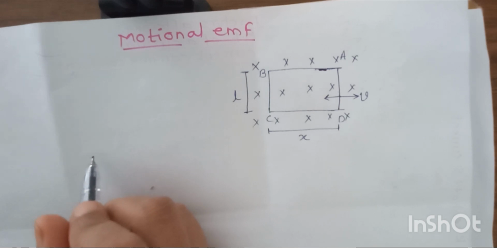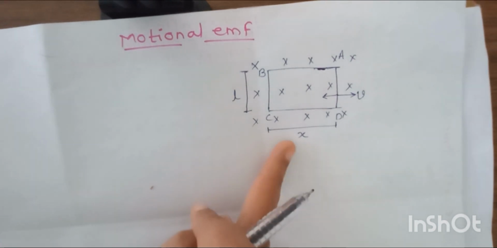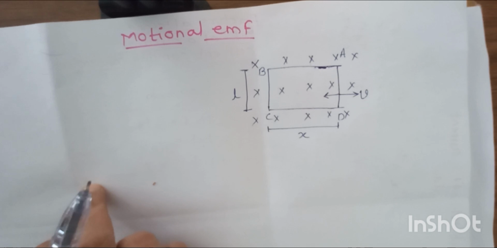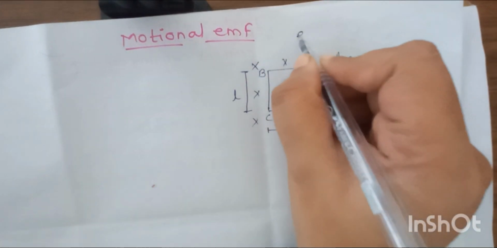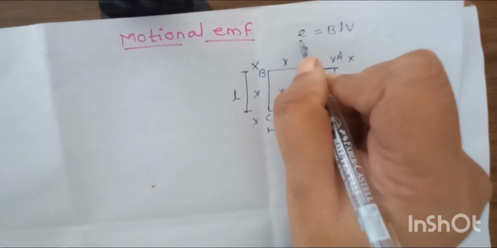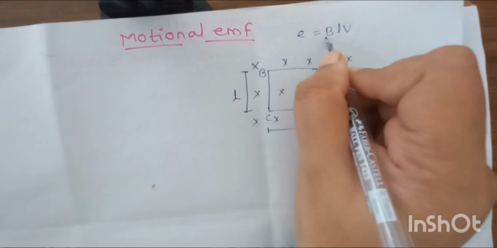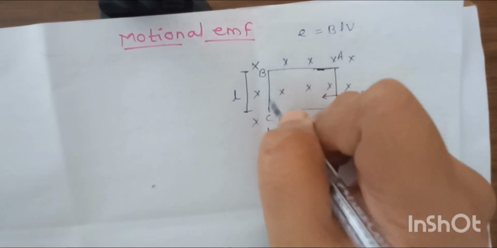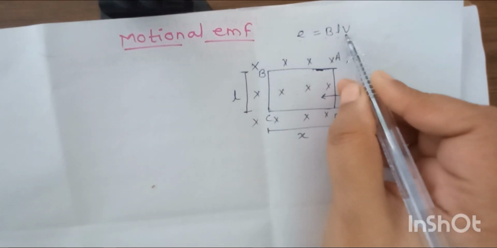Here the EMF induced across the ends of a conductor due to the motion in the magnetic field is called motional EMF, and we have to derive the expression. E is equal to BLV. E is the EMF or motional EMF, B is the magnetic field, L is the breadth of this coil, and V is the velocity.